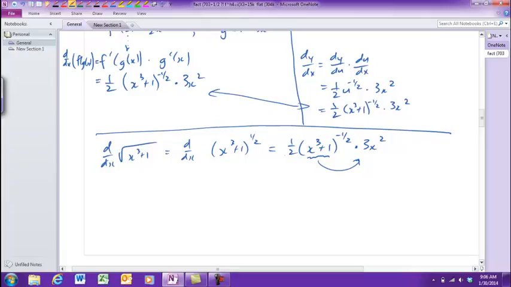Okay? So once you get better at it, this is what you're going to be doing right here. You don't need to have all this fancy notation, but for the time being, it might help to break it into different pieces until you fully understand it.